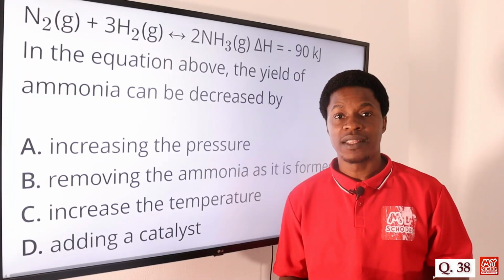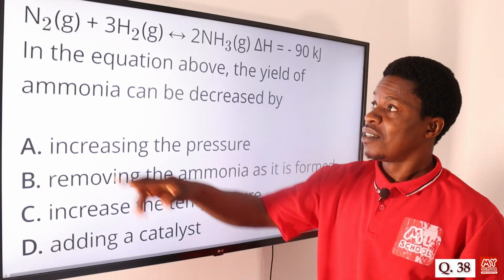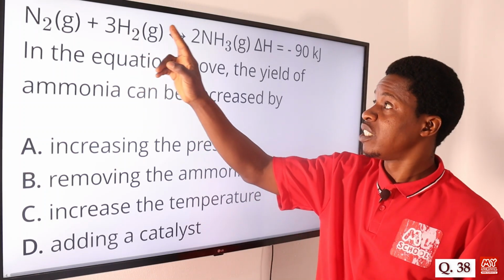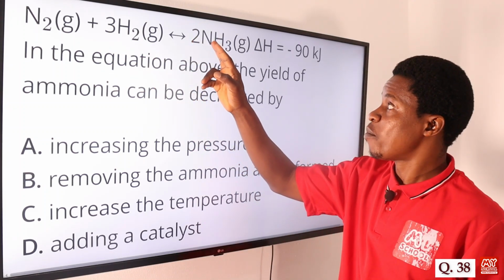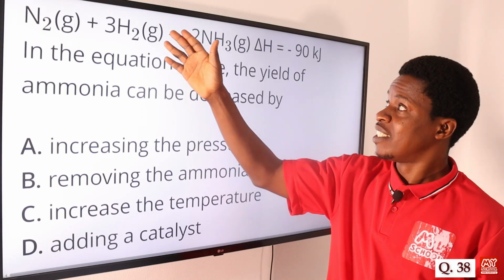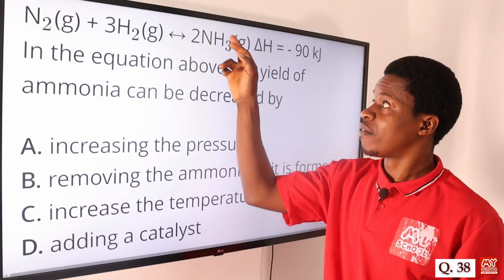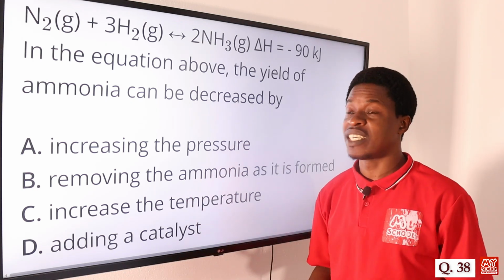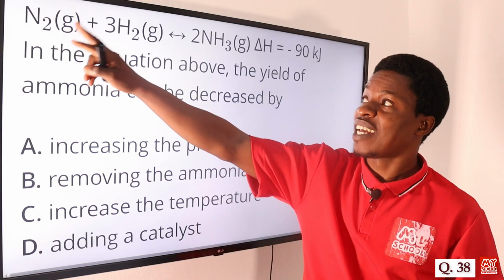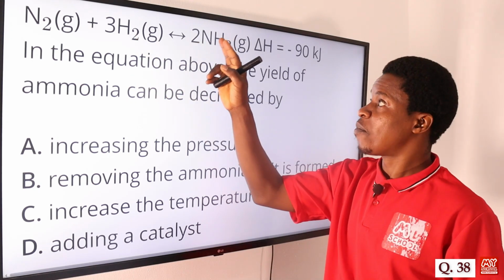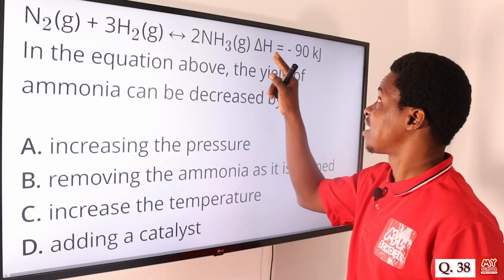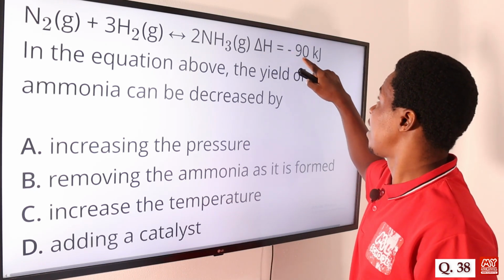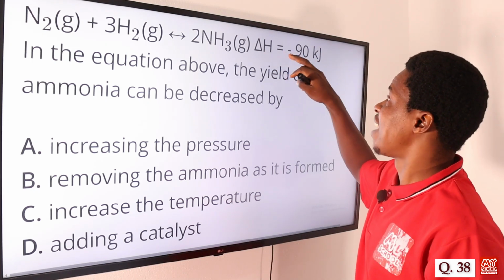Now on to question number 38. We have nitrogen gas reacting with 3 moles of hydrogen to give us 2 moles of ammonia. Of course, this is the formation of ammonia, and that's what we call the Haber process. In the Haber process, we have nitrogen reacting with hydrogen gas to form what? Ammonia. Of course, that is an exothermic reaction. You can see here delta H is negative 90 kilojoules. So this is an exothermic reaction.